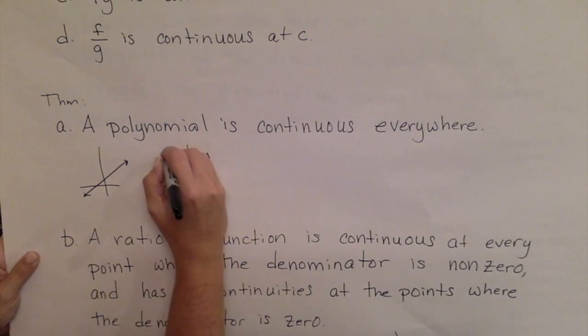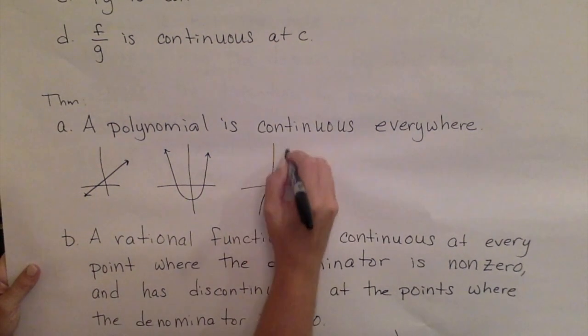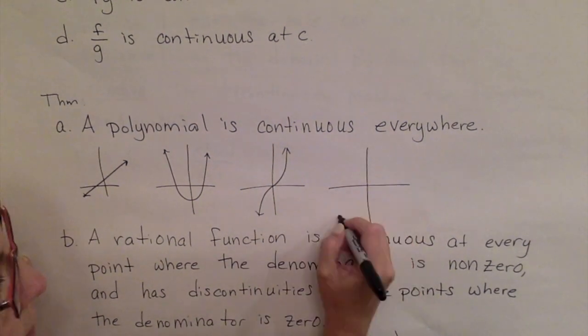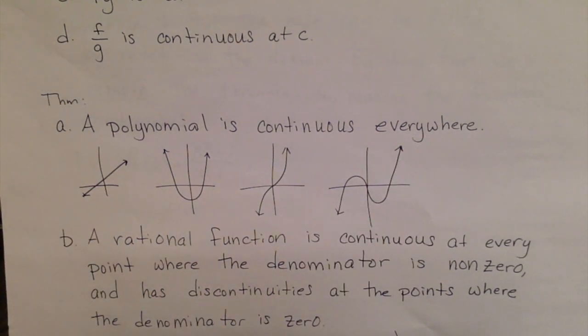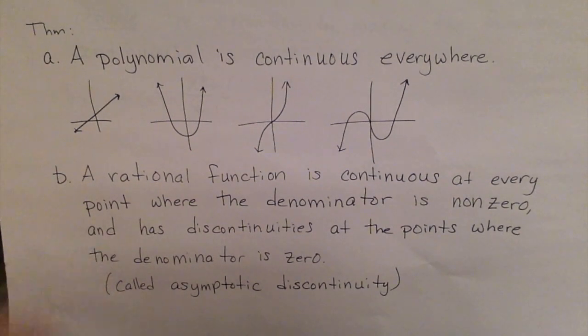Quadratics are polynomial. Okay. Cubics, right, are also polynomial, and then we can get into even higher degree powers that are all polynomial, and so you can tell that those are clearly continuous everywhere. Then part B of this theorem says that rational functions are continuous at every point where the denominator is non-zero and has discontinuities at the points where the denominator is zero.